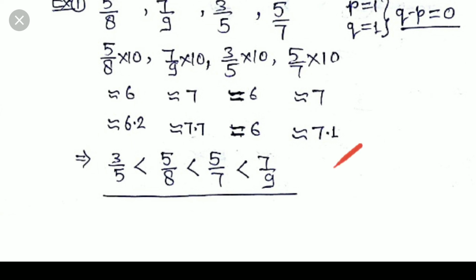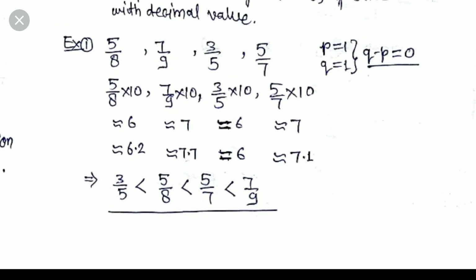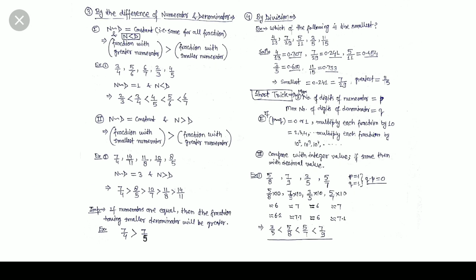So now you are able to compare. This is the smallest value, this is the greatest value. Arrange them. Smallest is 6, that is 3 by 5 is smallest. Then after 6.2, that is 5 by 8. Then after 7.1, that is 5 by 7. Then after that 7 by 9, that is 7.7. So you are able to arrange the fractions in such a way, right? So this is the way to compare fractions in different ways.